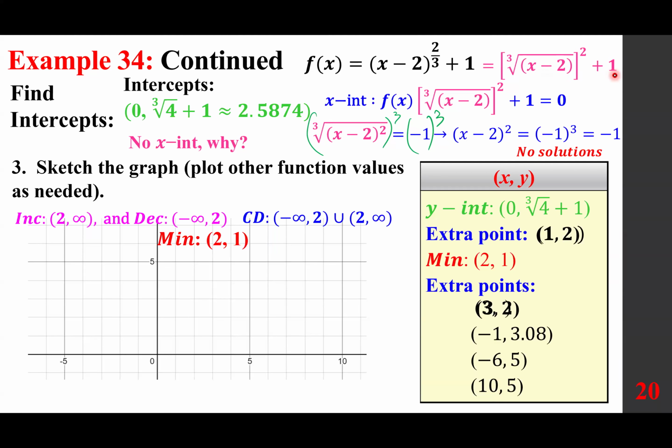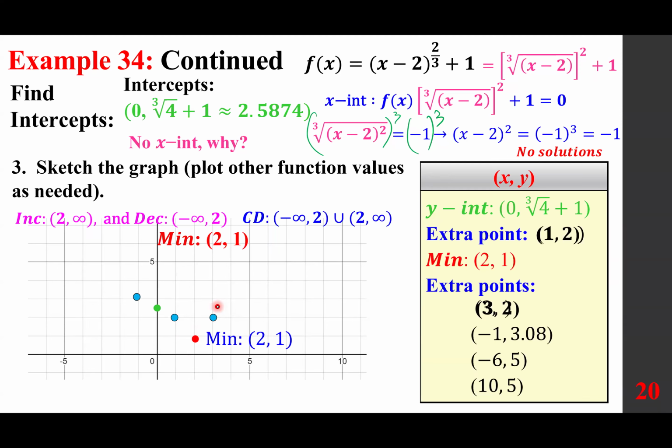And all we have to do is plot the pairs. We're going to start with this one, 0, let's say 2.6. So this is 5, 1, 2, 3. So somewhere in between there. So that's the first one. 1, 2. So this is 1, 2 here. 3, 2, up here. And by the way, that's the minimum.